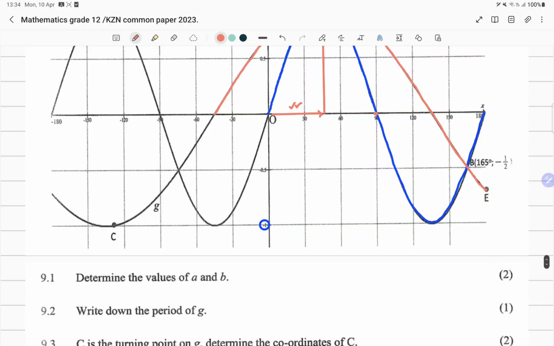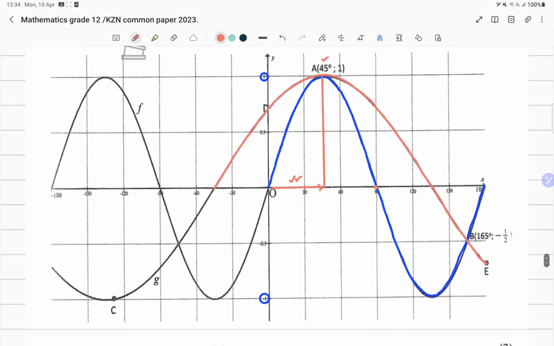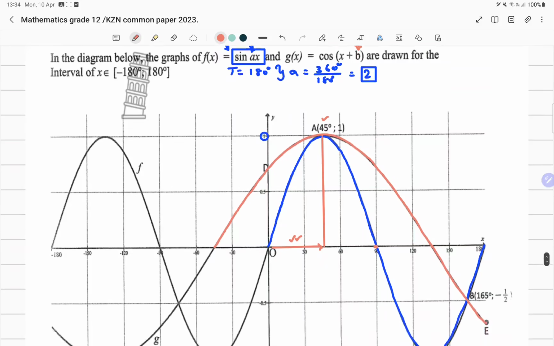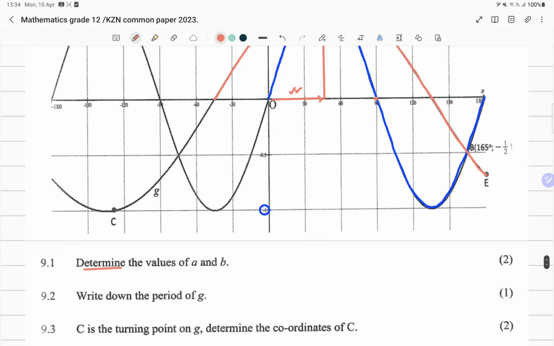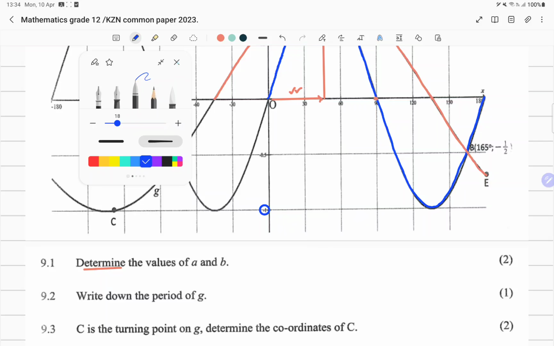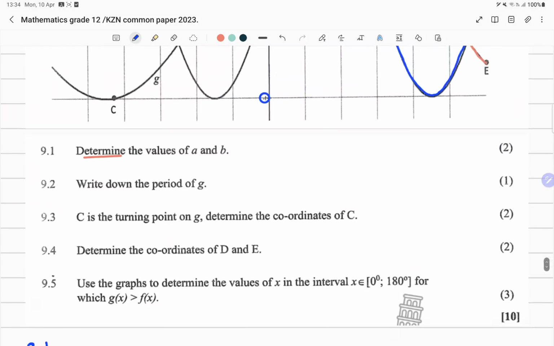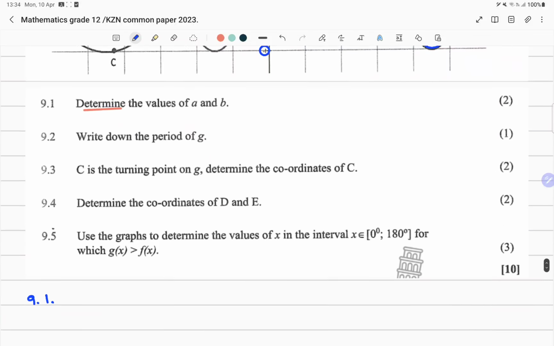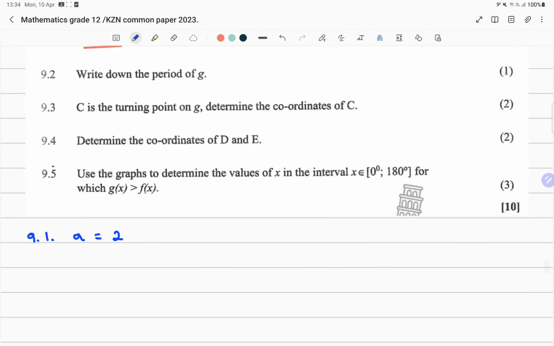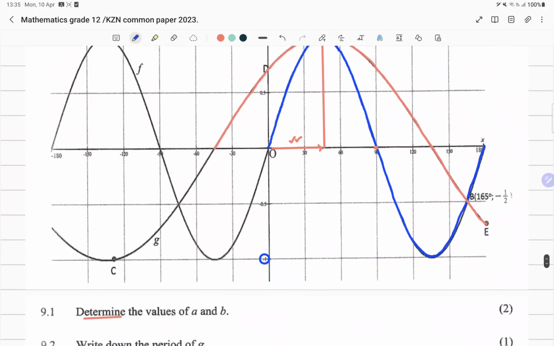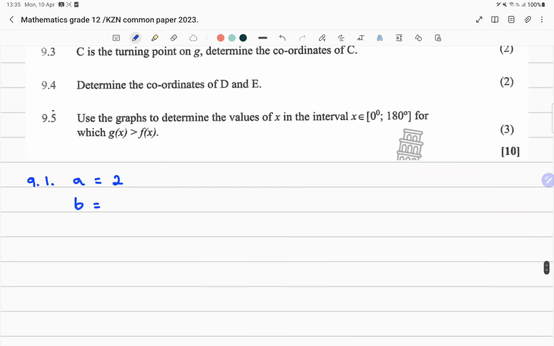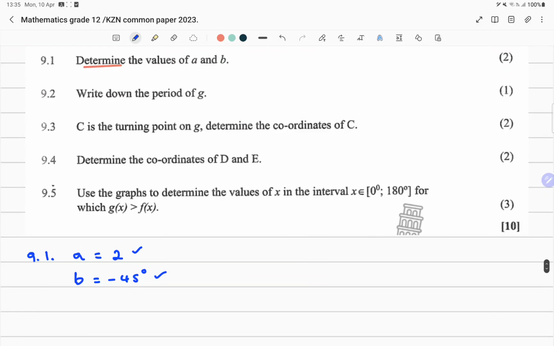It says now determine the values of A and B, 2 marks. So do you see we've already done this? Here you may show up with an answer and say A is equal to, B is equal to. It really doesn't matter. You don't really have to show a calculation in this type of question. That means you need to be comfortable sometimes with cutting corners a bit. So we know that A is 2 and B is minus 45. That's it, because you are just getting a mark for each.